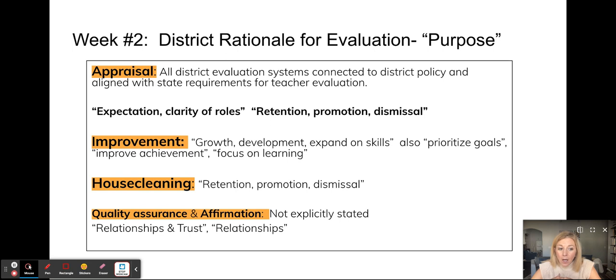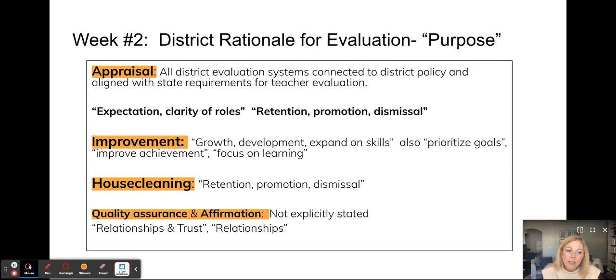Everybody addressed housekeeping in some way. It wasn't necessarily always written in that rationale or purpose statement, and I think that's okay, because really, when you think about it, 98% of the teachers that go through evaluation, it is for appraisal and improvement. It's not for dismissal, but that is a real part of evaluation.